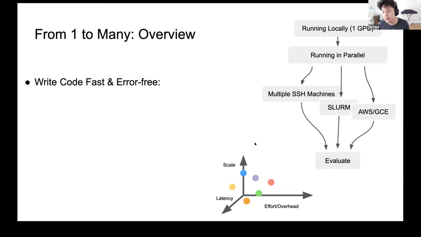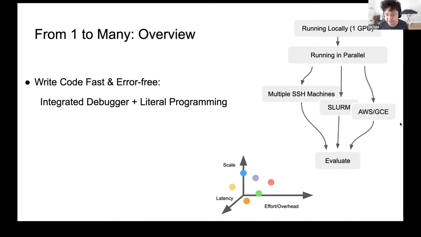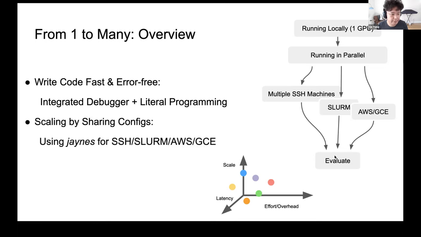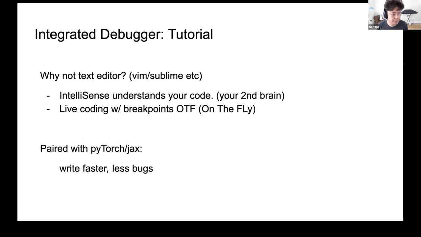So the first part, we're just going to talk about running locally. We're going to have different steps of scaling up your compute and trying to minimize the overhead of debugging by actually doing the easy things first. Here, I'm going to first show you a live demo of how to actually debug a Python code base locally using these integrated debuggers, and how to do literate programming with PyTorch or Jax. And then I'm going to talk about scaling up, sharing configs, and so forth. So let's first talk about how to use an integrated debugger.